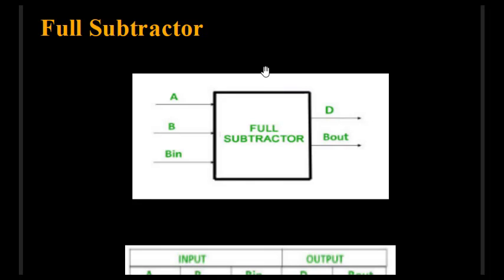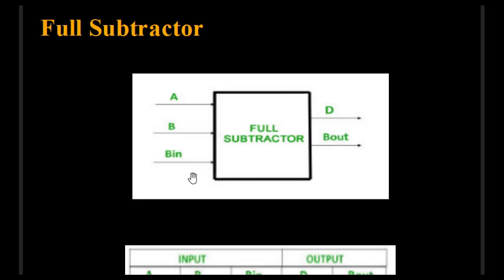So there is a drawback of the half subtractor. The drawback is that a half subtractor can only be used to subtract two 1-bit numbers. Suppose a borrow is generated by a previous subtraction, that borrow cannot be subtracted. So in order to do that, we require a full subtractor.